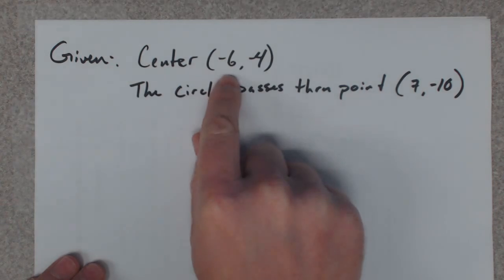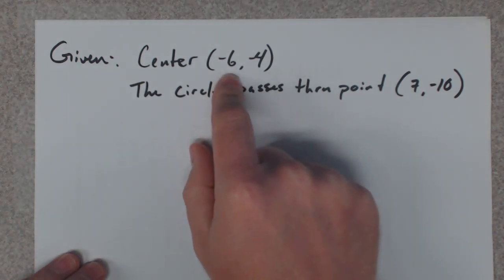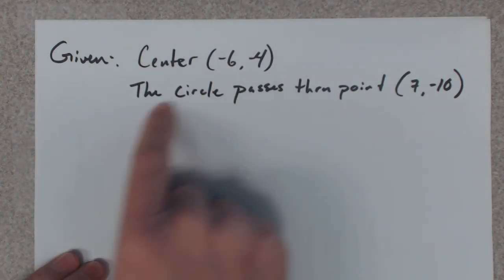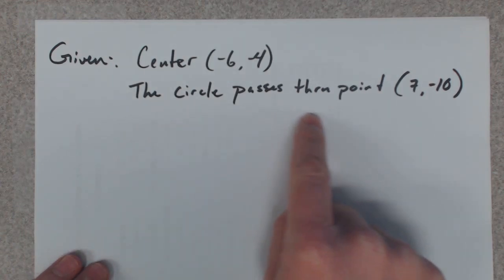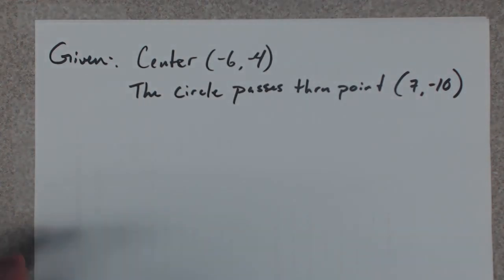Another tricky question you can get when you deal with circles is when you're given the center of the circle, but you're not given the radius. But you're given another piece of information that's pretty important. It says here that the circle passes through point 7, negative 10. We've got to come up with the equation here.